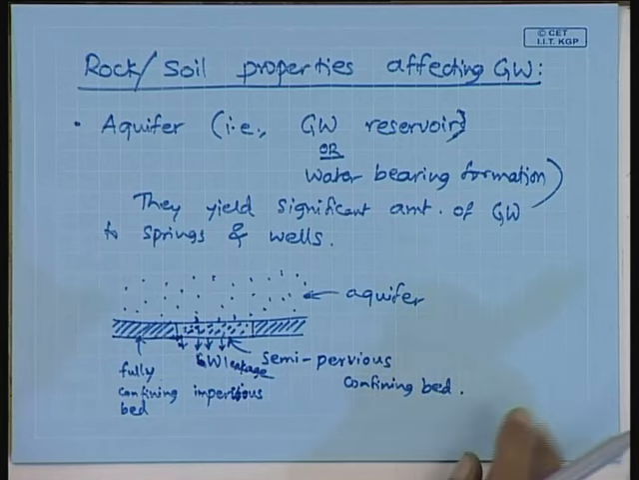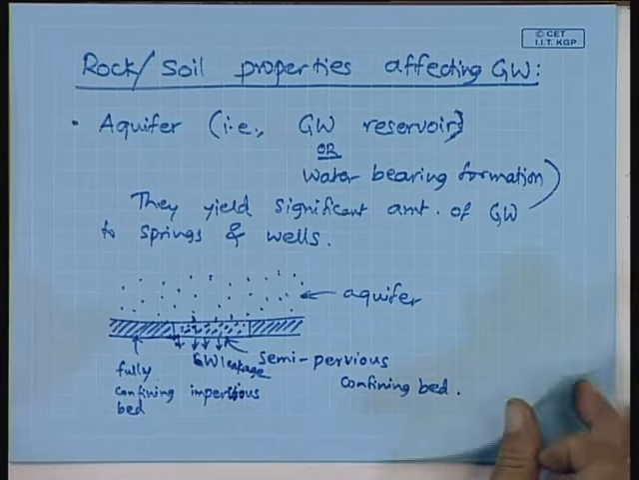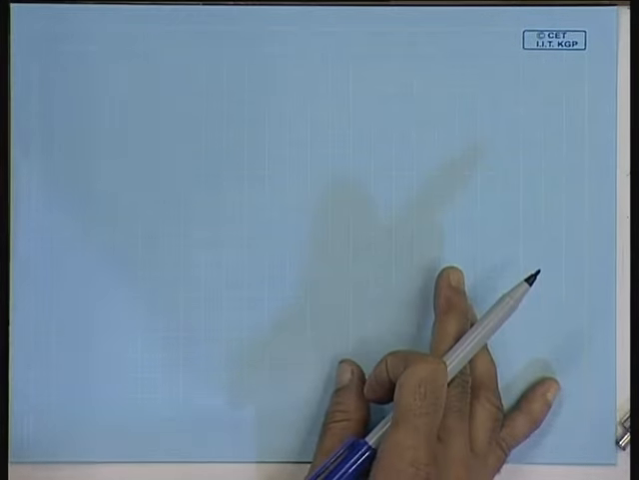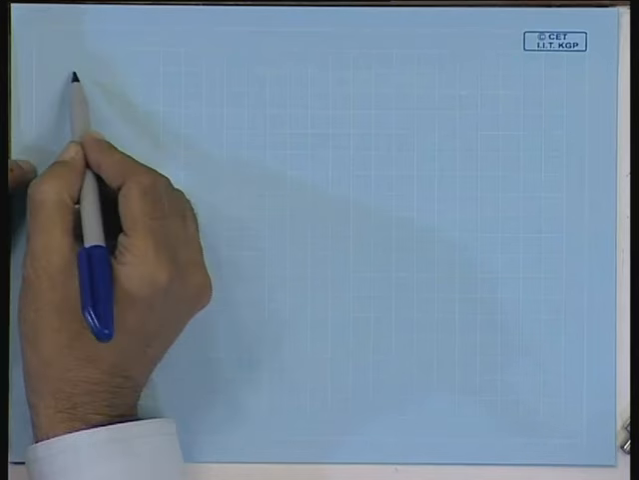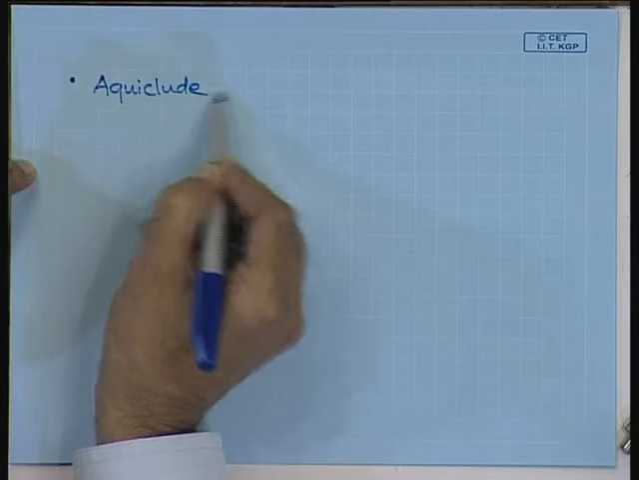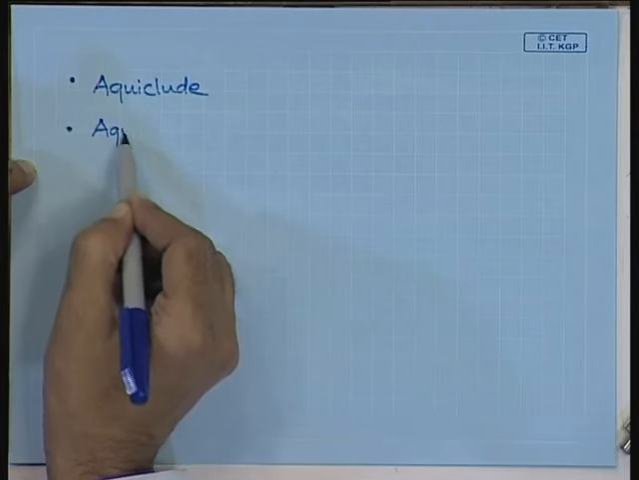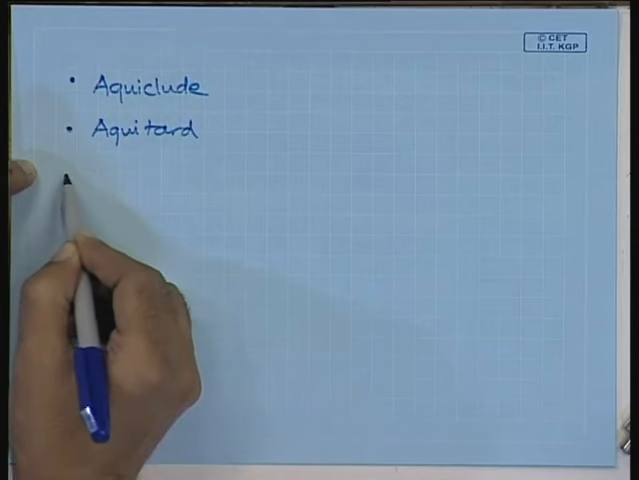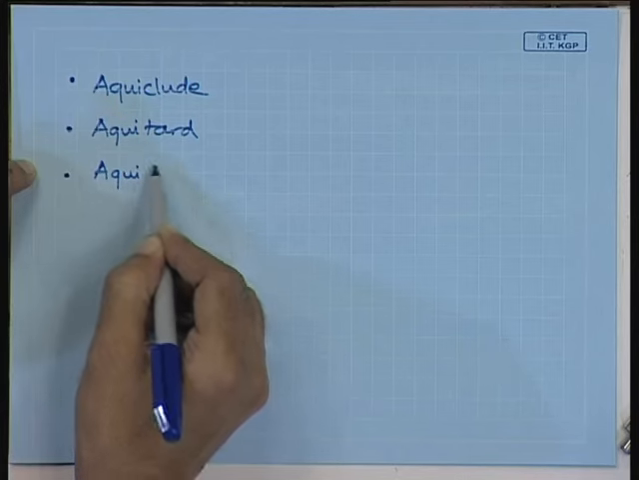And now let us also know a little bit about three more terminologies, that is aquifuge, aquitard, and then aquiclude.